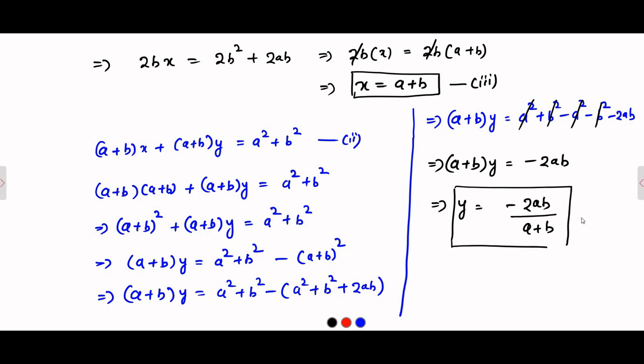So we have got the values of x and y in terms of a and b. A different arrangement of coefficients for x and y were there in the original equations. So the value of x is equal to a plus b and the value of y is equal to minus 2ab by a plus b. Okay.